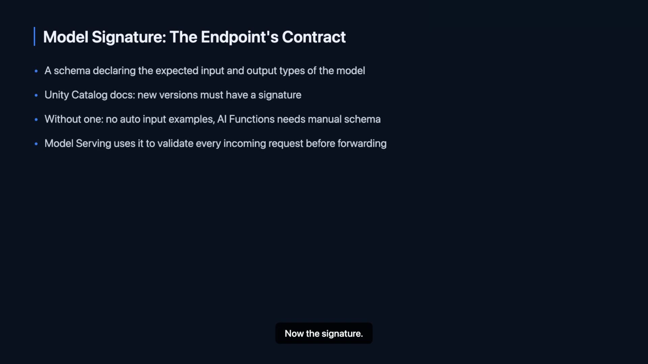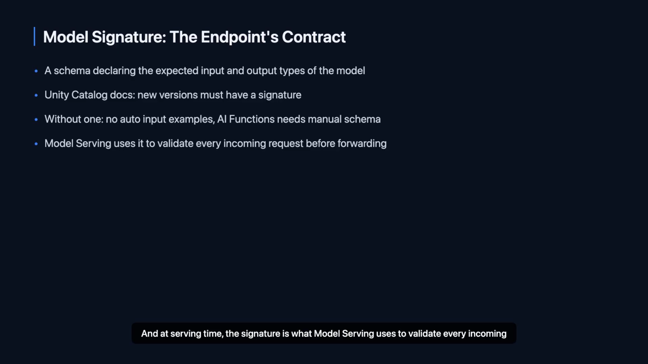Now the signature. A model signature is a schema declaring the expected input and output types of the model. The Unity Catalog docs are explicit. New model versions must have a signature. You can technically register a version without one, but you lose a lot. No auto-generated input examples. AI functions can't read the schema, so you have to declare it by hand.